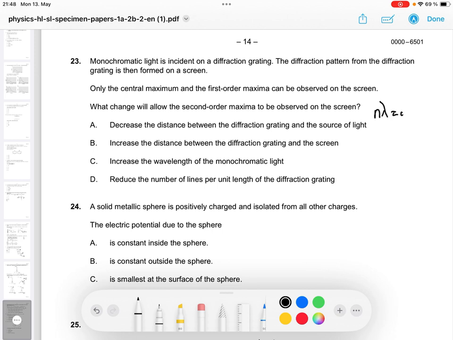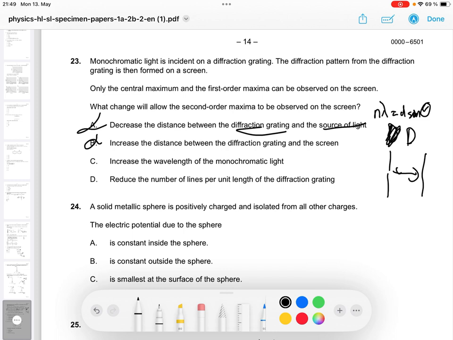So it's this. The first one says decrease the distance between the diffraction grating and the source of light. Nowhere in this equation does it mention the distance between the source and the grating. So option A is instantly wrong. Now this says increase the distance between the diffraction grating and the screen. Nowhere in this equation does it give the distance between the grating and the screen. So this is not given, so B must also be wrong.